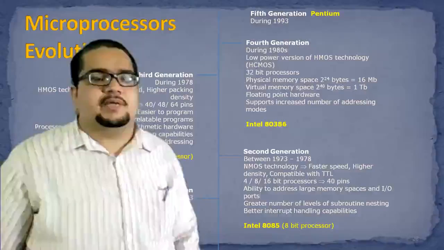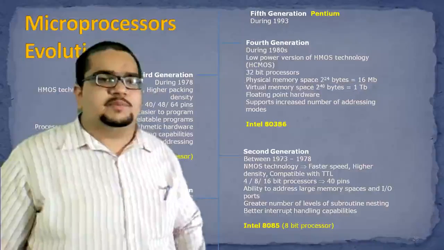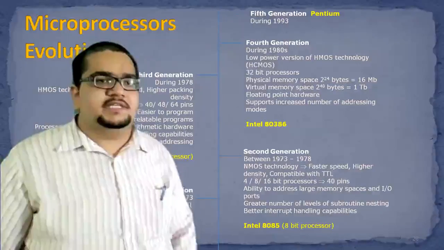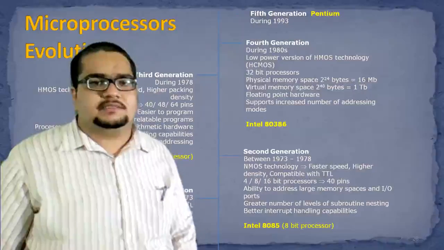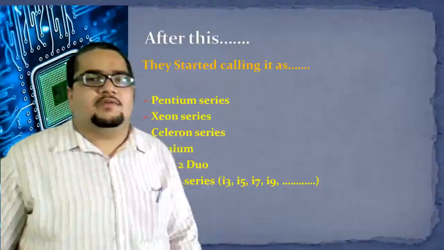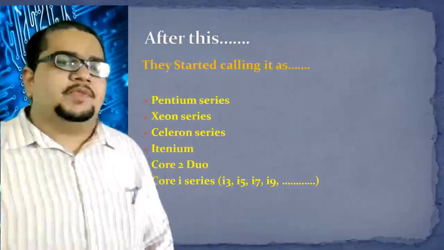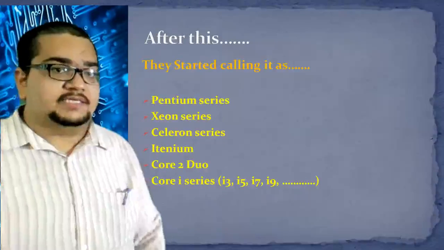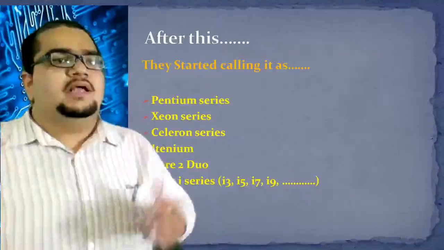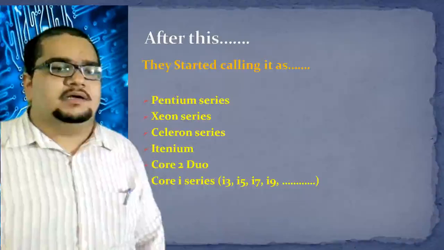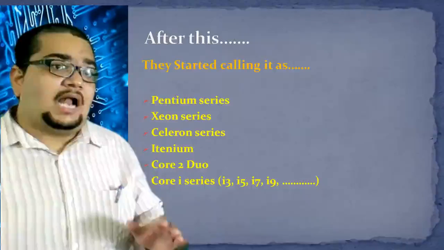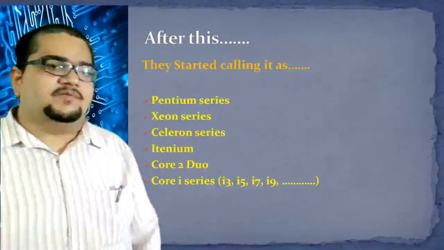And then the Pentium came and everything changed. We know that from the Pentium onwards, the processing speed tremendously increased. We got the Pentium series, Xeon series, Celeron, Itanium, Core 2 Duo. And now the Core i series, in that i3, i5, i7, and currently the i9 is in the development phase. The next versions of i9 are in the development phase.